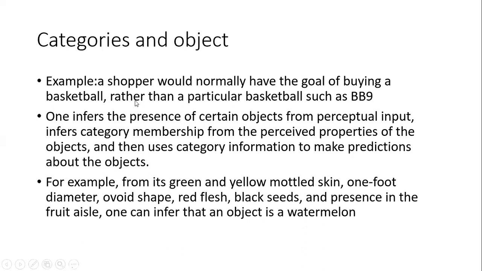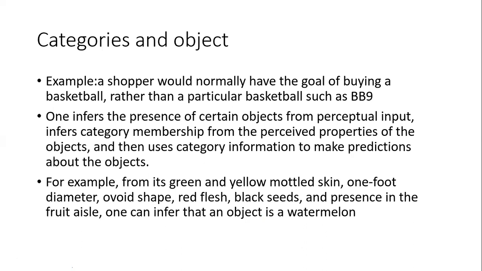For example, here rather than buying just any basketball, we want a particular basketball such as BB9. Suppose the basketball is named BB9 and we want to take that one, then we have to categorize it. So the presence of certain objects will be taken from the perceptual inputs, in first category membership and perceived properties of that object.